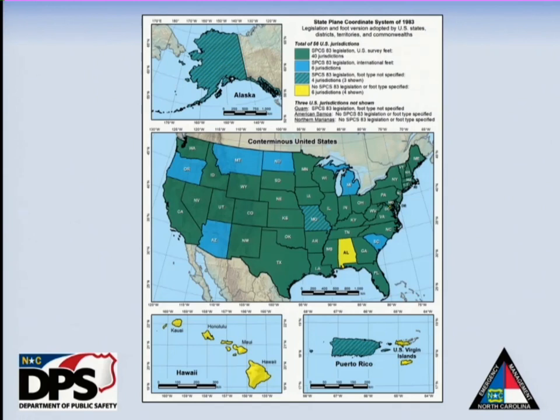So make sure that you're aware of that, because depending on where you are in the state, the difference between state plane coordinates, international feet, and survey feet here in North Carolina can be as much as 7 or 8 feet by that conversion. So be careful with that.